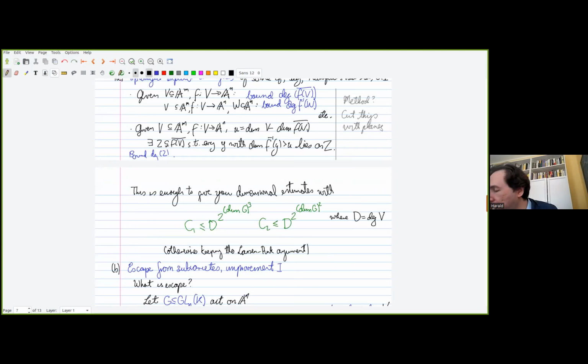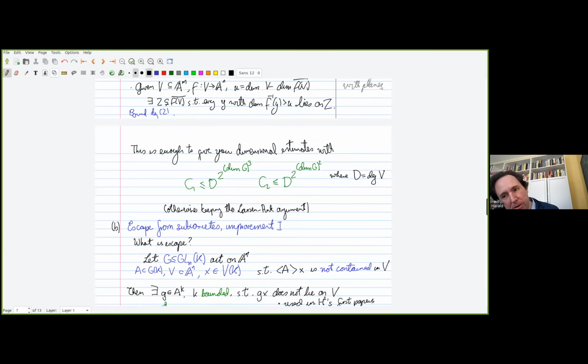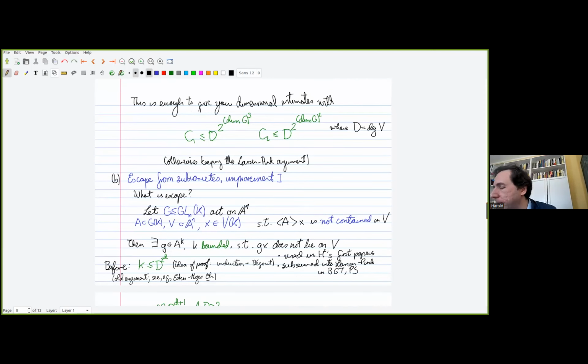And that's already good enough to avoid the exponential power syndrome, because you get a bound like this, which looks horrible, but compared to an exponential power tower, it's wonderful. All right, otherwise keeping the Larsen-Pink argument. But let us go further. We are not satisfied with that.